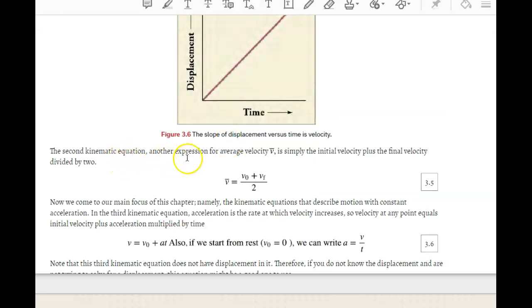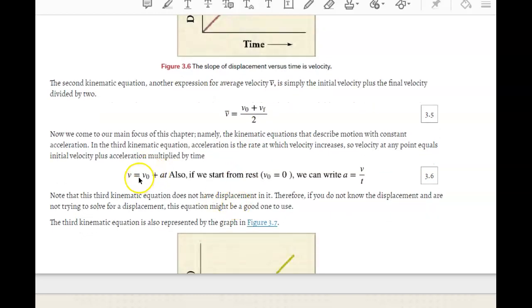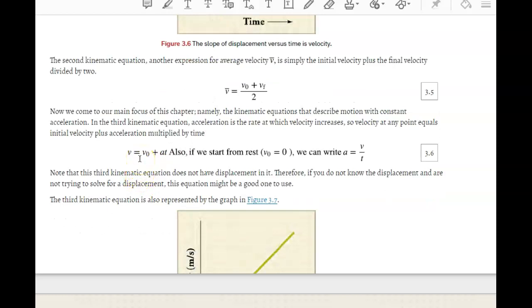The second kinematic equation is for the average velocity: you add the initial velocity and the final velocity and divide by 2. That equation we don't really use as much. The third equation is definitely one we're going to use. You're taking the acceleration equation, a is equal to v over t, but now we're rewriting it to find the final velocity. So velocity would equal the original velocity plus the acceleration times time.